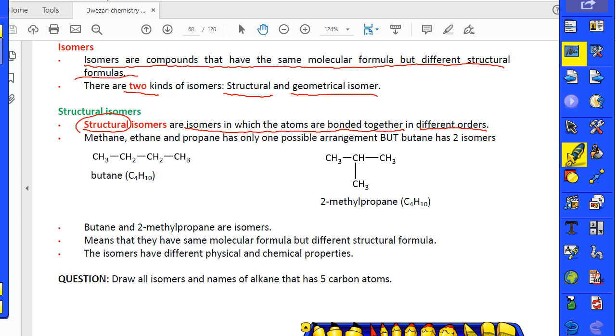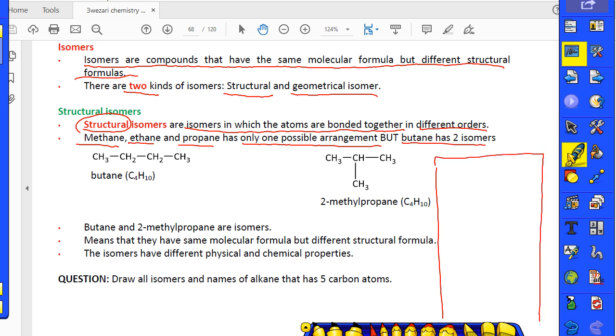It means that both formulas contain the same amount of elements, but their structure, their place, are different. For example, there are two examples, but before the example, I will tell you that methane, ethane, and propane have only one possible arrangement, and only one isomer, but butane has two. If you want to memorize, I will give you this chart, so you can memorize which alkane has how many isomers.